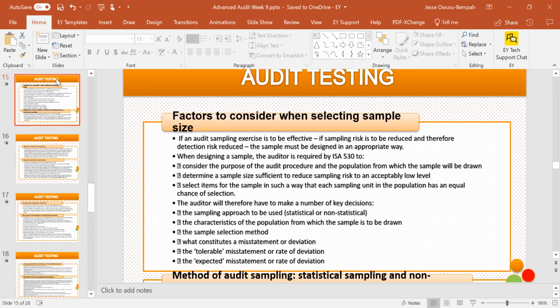So there are several things you need to check for when you are trying to select a sample. The auditor therefore has to make a number of key decisions. Decisions around the sampling approach, the characteristics of the population, the sample selection, etc.